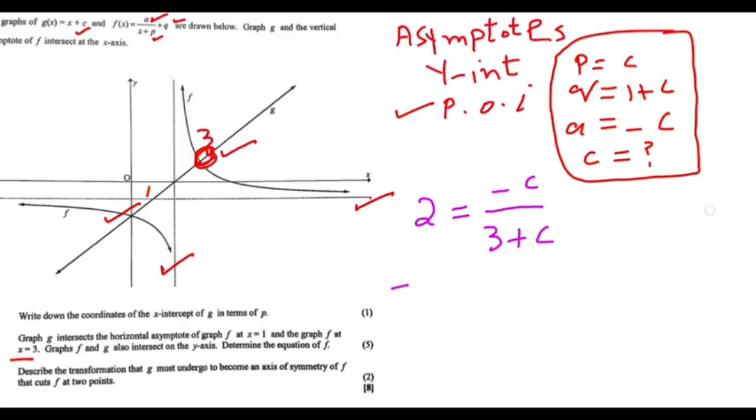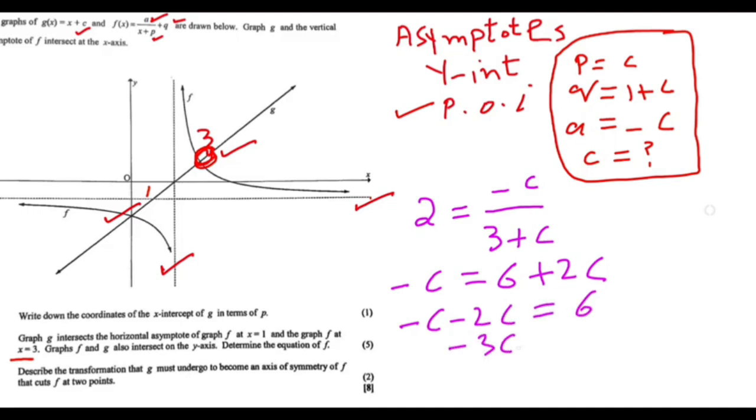I'm going to cross multiply, negative c is going to be equal to 2 multiply 3 plus c, 6 plus 2c. Now negative c, this pull out this side become negative 2c, and this becomes equal to 6. This negative 3c is equal to 6. Both sides you divide by negative 3, the answer is going to be negative 2. So c value is negative 2.